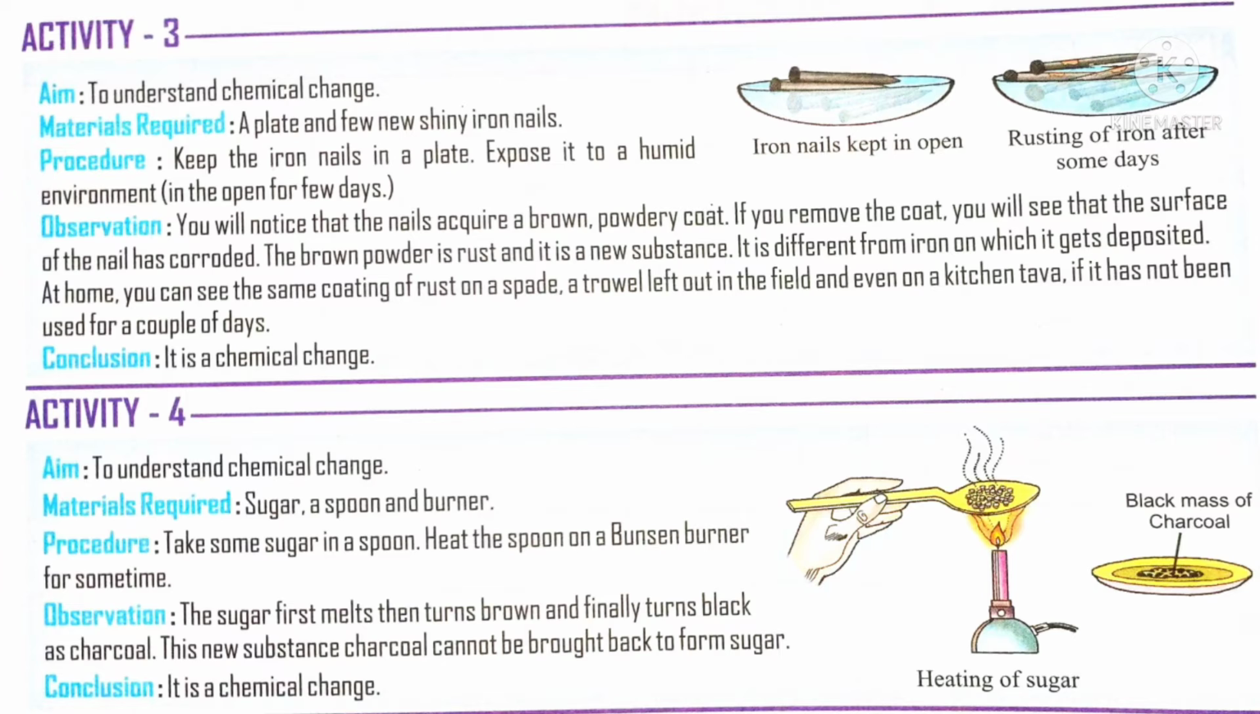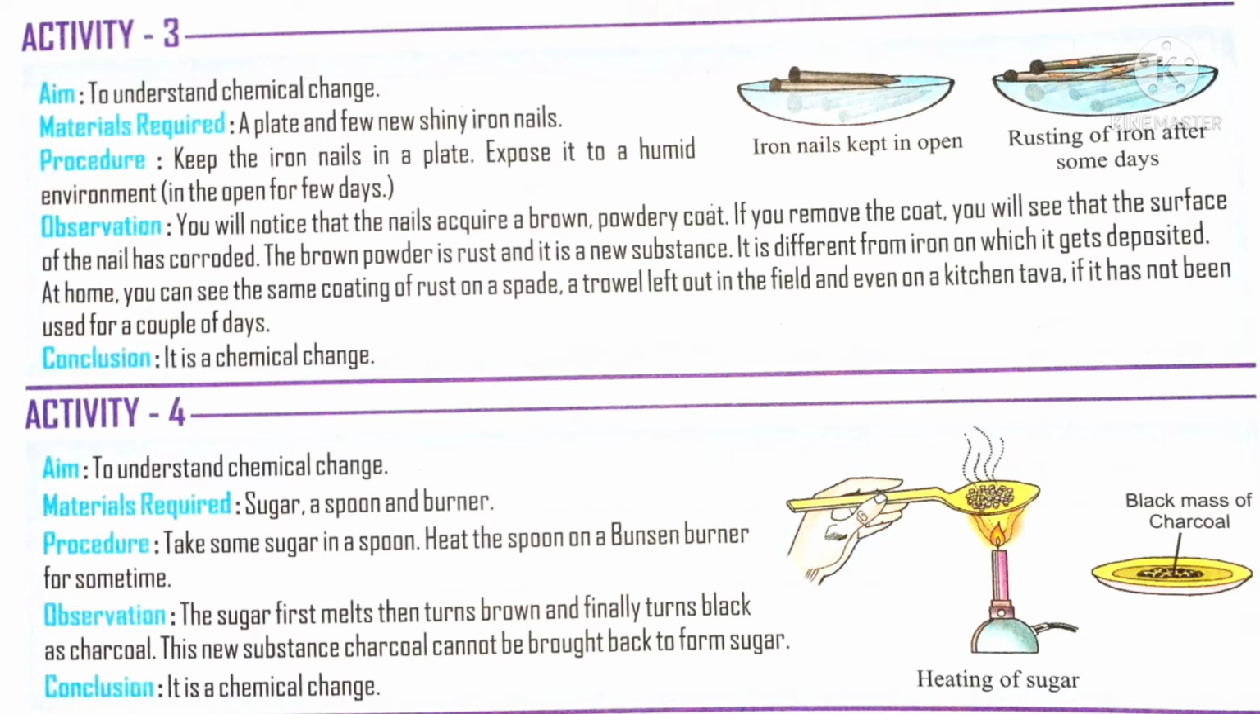What is this brown compound's name? Rust. That is hydrated iron oxide. This iron reacts with oxygen and water vapor which are present in the atmosphere, undergoes a chemical reaction and forms a new compound called rust. So what do you understand from this activity? Iron undergoes chemical change when it is exposed to air.